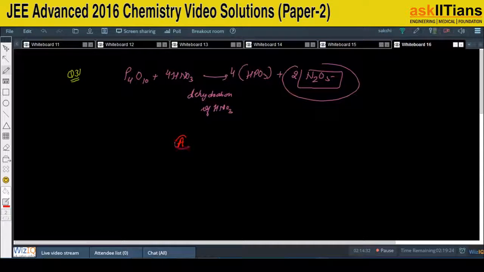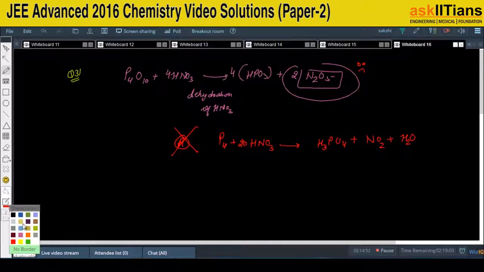Option number A says that whenever you react P4 with HNO3, let's say 20 moles of HNO3 will be required to react with P4, this will be forming H3PO4, it will be forming NO2 plus it will be forming water. But the product we never got N2O5. That means I can say option number A is not the correct option at least.